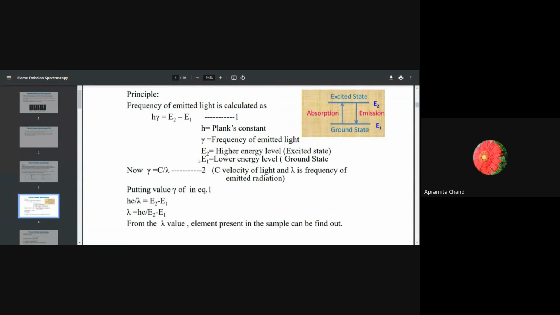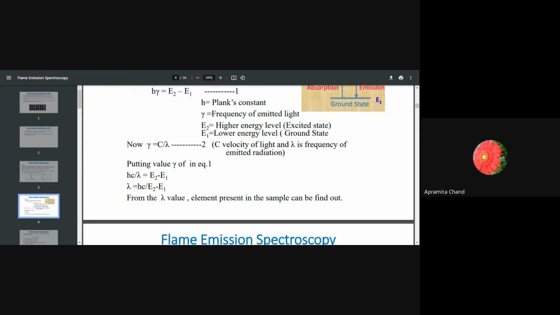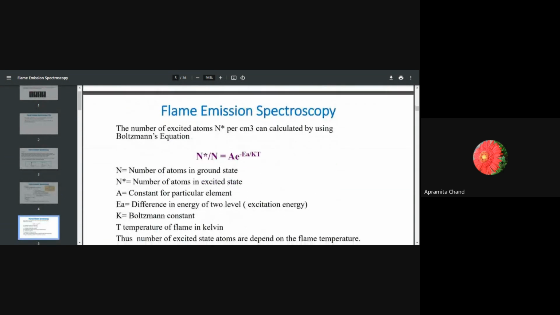So we already know that if we are seeing some emitted light, then h nu can be the difference of energy between the ground state and the excited state, where h nu will be the frequency of emitted light, and E2 and E1 will be the excited and ground state respectively. So hc by lambda will be equal to E2 minus E1, and from the wavelength value, the element present in the sample, we can find that out.